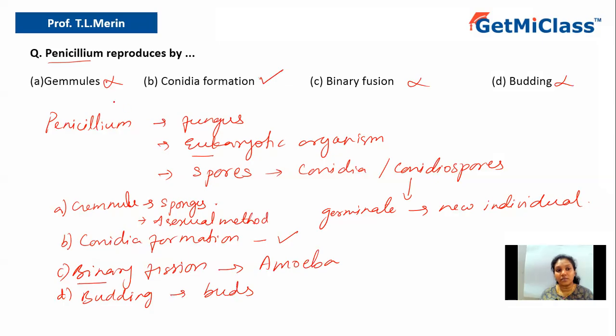So the right option, according to the question which says penicillium reproduces by, is option B, that is conidia formation. So let us conclude the answer. What is the final answer? The final answer is option B, conidia formation. So penicillium reproduces by conidia formation.